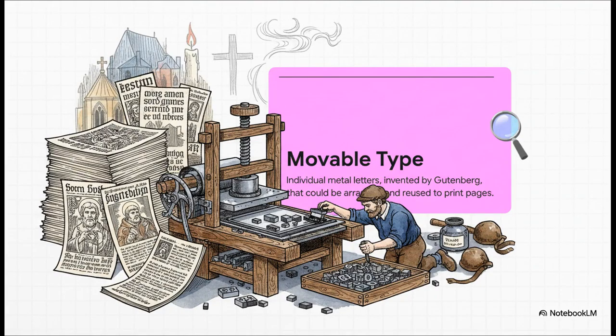And this is our next essential vocabulary word: movable type. This was Johann Gutenberg's stroke of genius. Instead of carving a whole page from a block of wood, you could just arrange individual metal letters to make your words, print as many pages as you needed, and then, here's the kicker, reuse the letters for the next page. It was efficient, it was modular, and it changed literally everything.